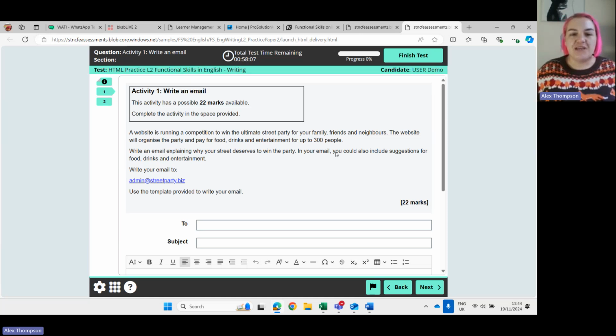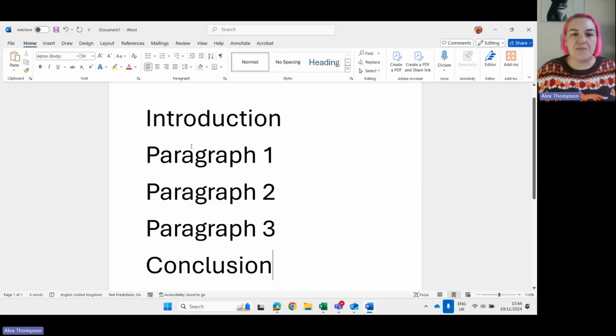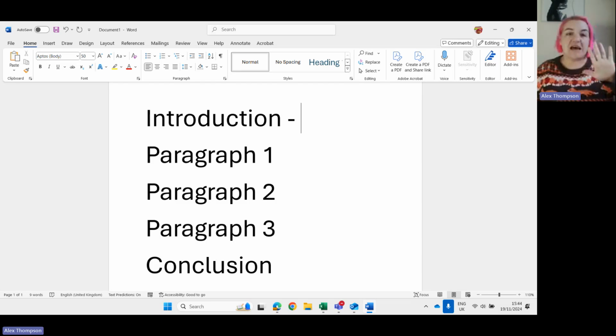So if we're following the structure of making sure that we have the IPPPC, introduction, paragraph, conclusion, the first thing that we do is we introduce the body of our message. So it doesn't matter if it's an email, if it's a letter, if it's an article, a report or a blog entry, follow this same 5 steps and you will ensure that you include everything needed for the exam board.